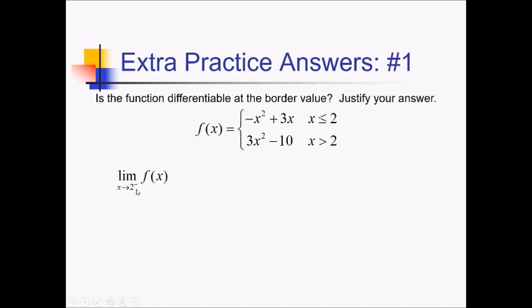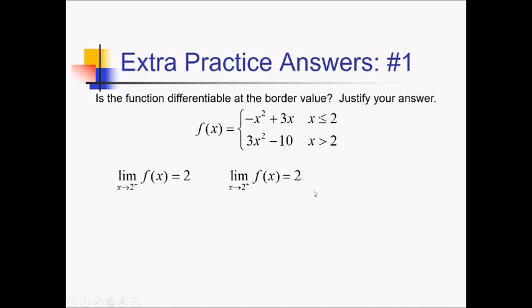Left side limit at 2, we're going to be using this less than 2 rule. So we've got negative 2 squared plus 3 times 2. So that's negative 4 plus 6, which ends up being positive 2. Now for the right side limit at 2, we're using this greater than 2 rule. So 3 times 2 squared, which is 3 times 4, which is 12, minus 10 comes out to 2.